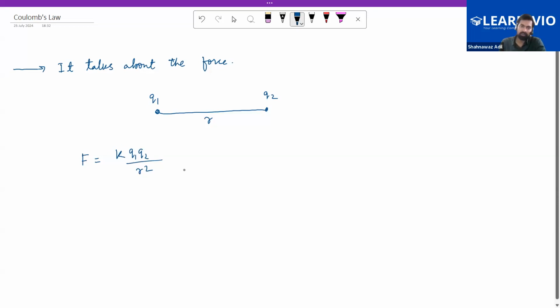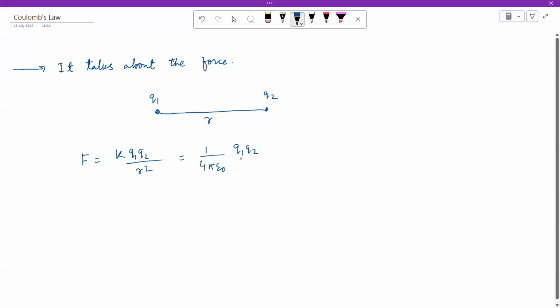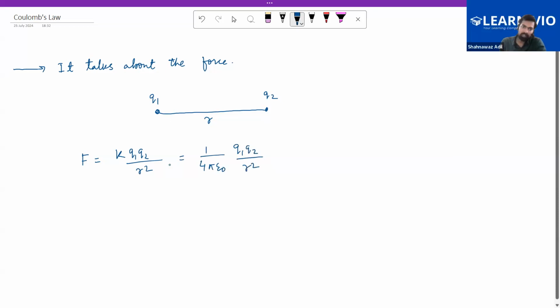Where this k is very important. So this k is 1 by 4 pi epsilon naught, and then q1 q2 divided by r squared. So this value of k is 9 into 10 to the power 9. This one is easy to remember, right? This is a constant, and it is made up of this pi and this epsilon naught, but this is easy to remember. And what is the unit of this thing? This k is Newton meter square per coulomb square.